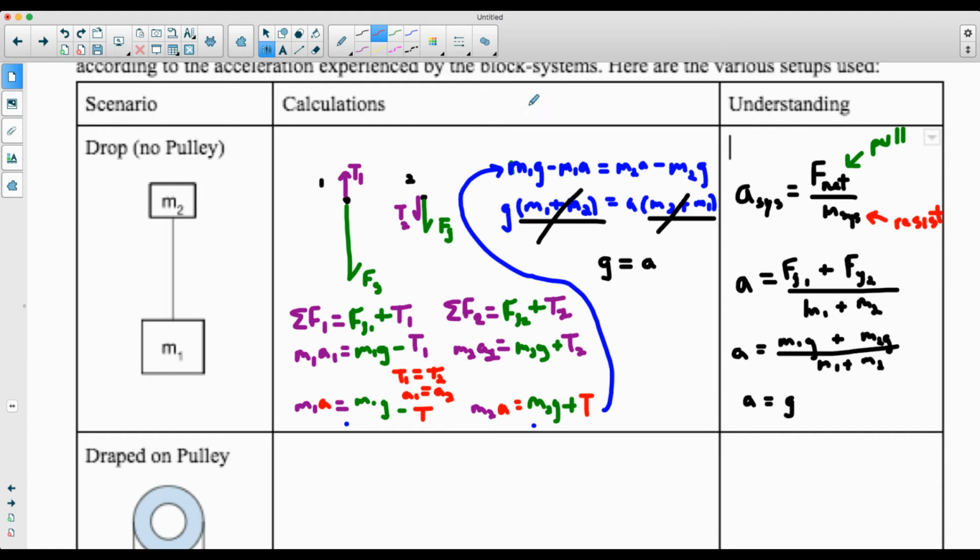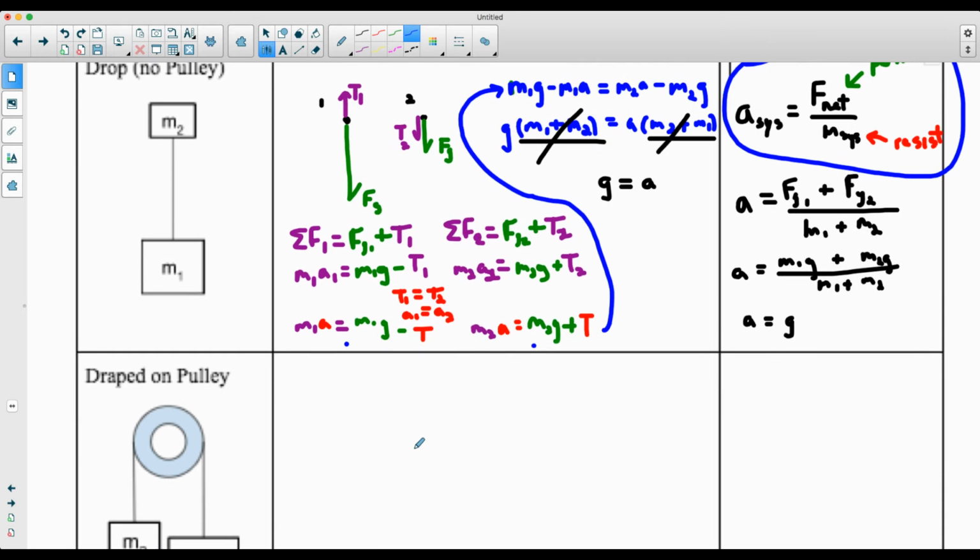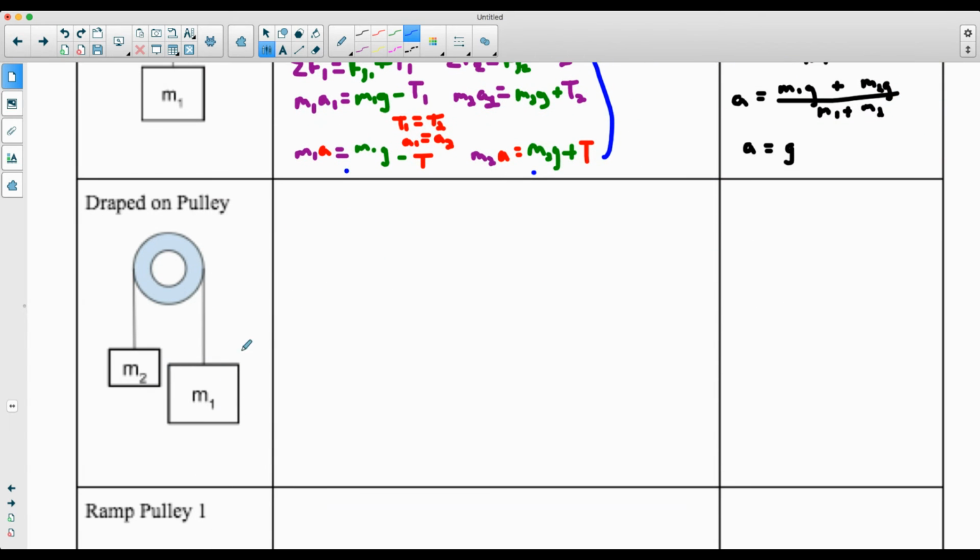That really is a nice, clean way to think about these problems. And you may say, oh, well, this is a dumb one. This is easy. The others are harder. Okay, let's go to the next one. Let's see what happens. Draped on a pulley. Uh-oh.